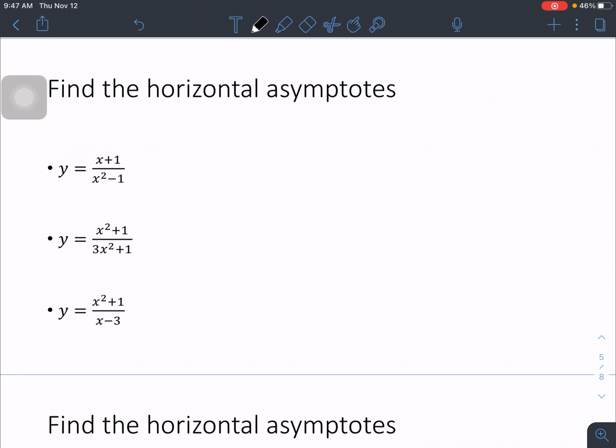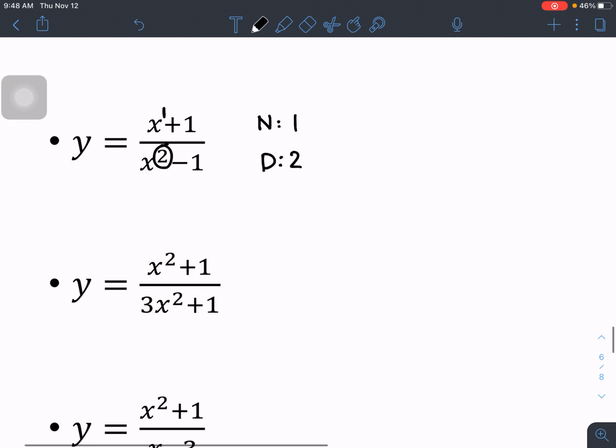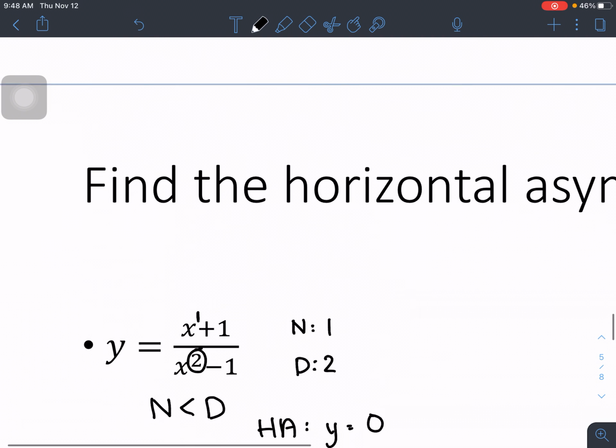Again, let us identify the degree of the numerator and the denominator and compare them. For y is equal to x plus 1 over x squared minus 1, the degree at the numerator is 1. In the denominator it is 2. Comparing the two, the degree of the numerator is less than that of the denominator. Hence, our horizontal asymptote lies at 0. Okay?